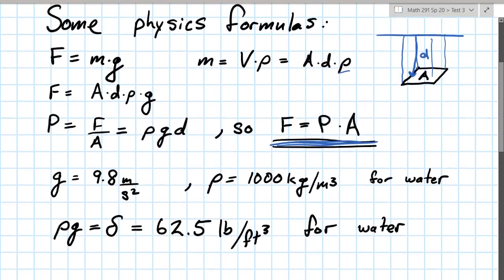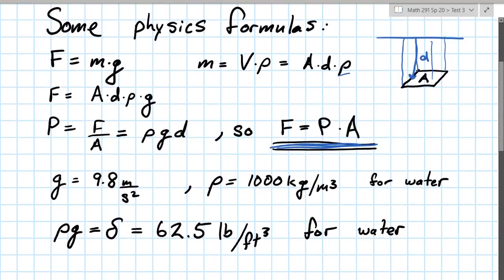Okay, so for some constants that we'll need, acceleration due to gravity is 9.8 meters per second squared. Density for water is 1,000 kilograms per meter cubed. And then in our units here, in pounds and feet, we use delta, and that is 62.5 pounds per cubic foot.